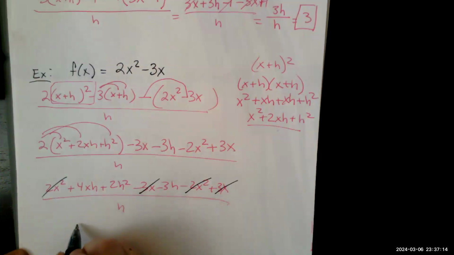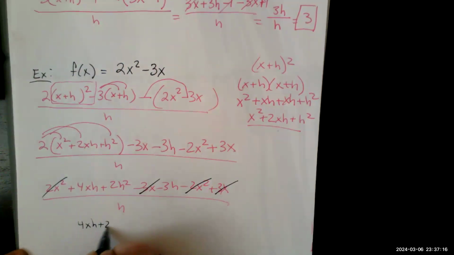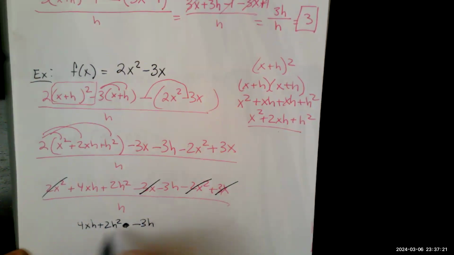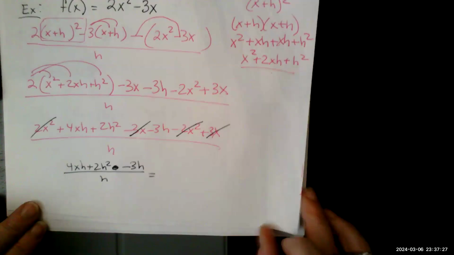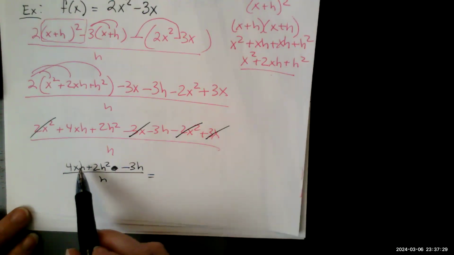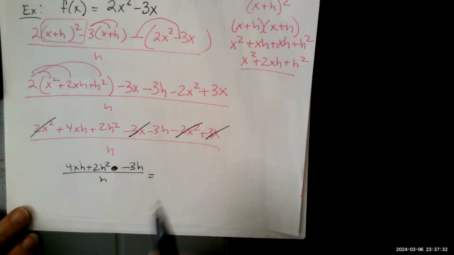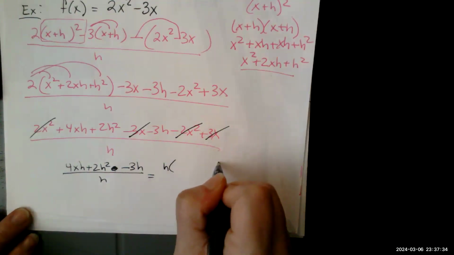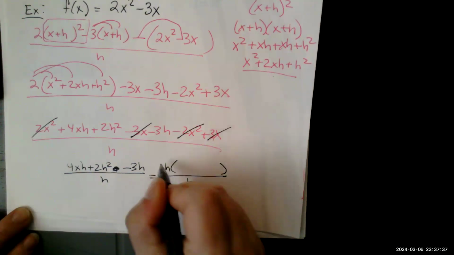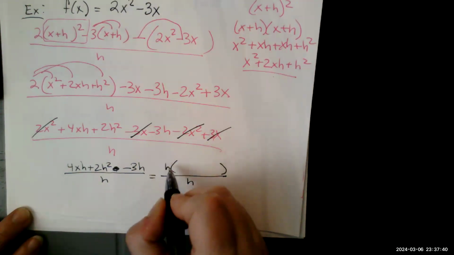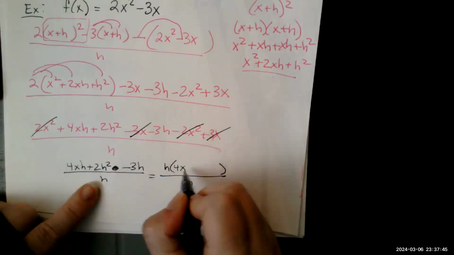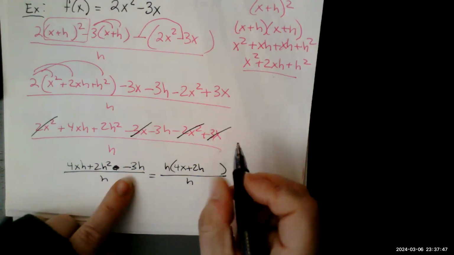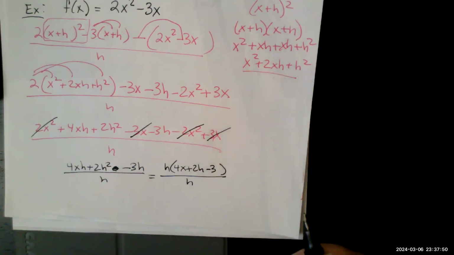So I have 4xh plus 2h squared minus 3h all over h. A lot of people would stop there, but if you have an h on the bottom and you notice that every single thing on the top has an h, you can pull that h out so that you'll be able to cross them out. So if I take out an h from all three of these things, what would I have left? 4x plus 2h minus 3.